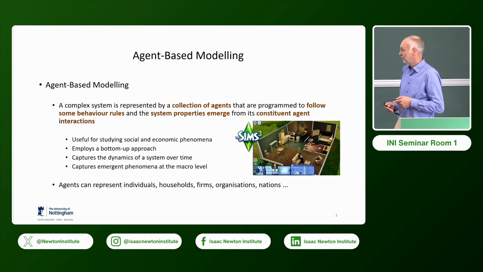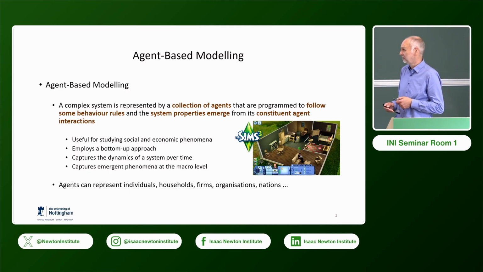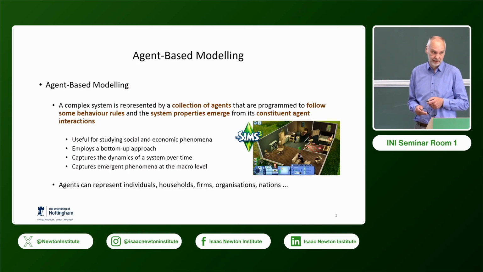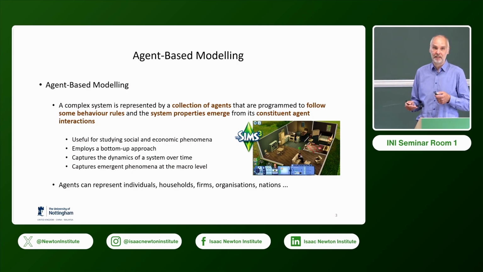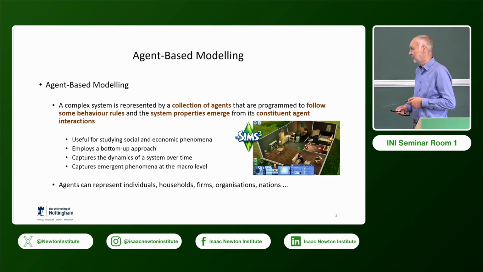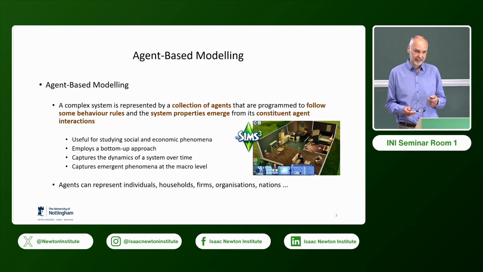Agent-based models are useful for studying social and economic phenomena, and also in operations research they are now used more. They employ a bottom-up approach. They capture the dynamics of the system over time. So you're running a simulation and you can observe at any point in time what the current state of the system is, and hopefully they capture some emergent phenomena.